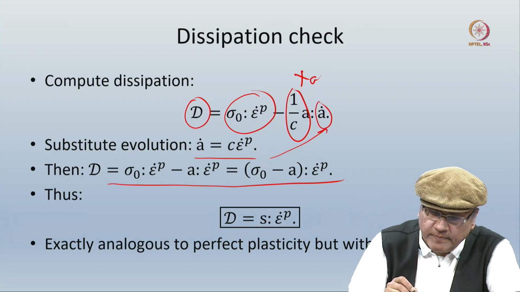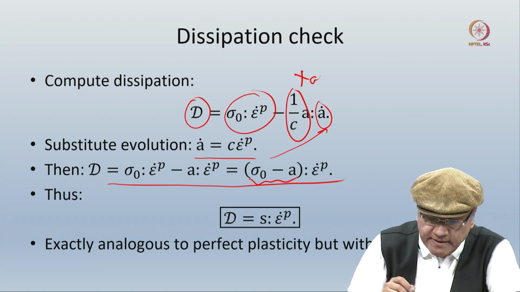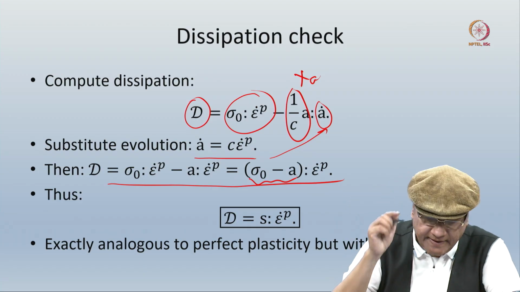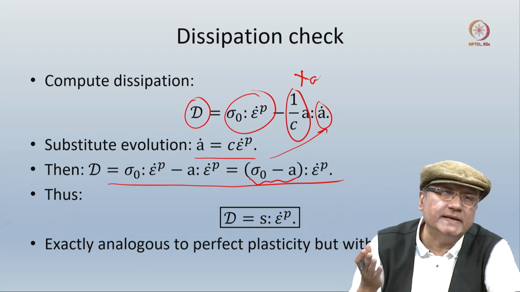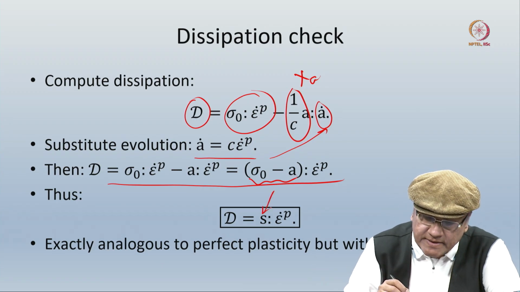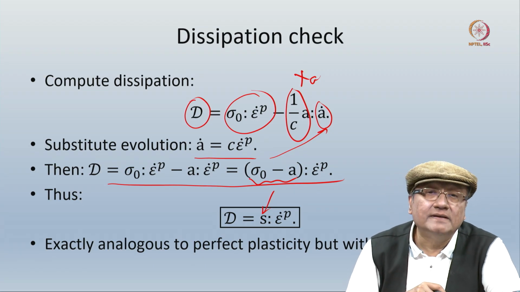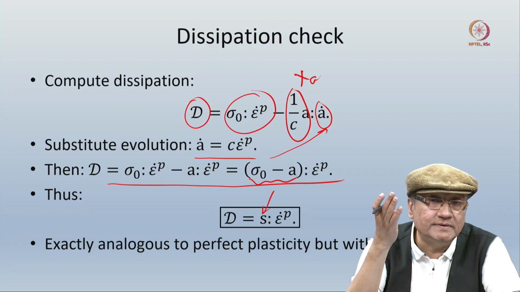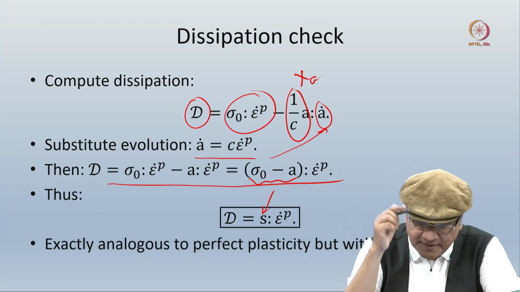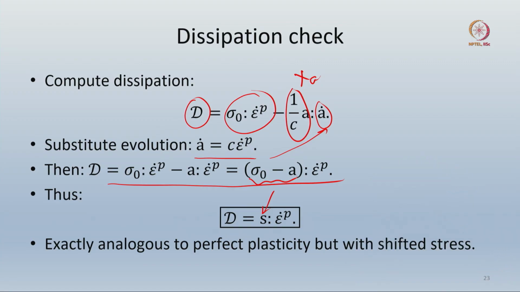But then sigma 0 minus A was basically the effective stress S. So, therefore, we have D is the effective stress inner product with epsilon p dot, exactly analogous to perfect plasticity once again, except that in perfect plasticity this S was sigma y. Actually, this was basically the modulus of sigma 0's maximum, which was sigma y, but in this case it is not. So, the stress is shifted now.